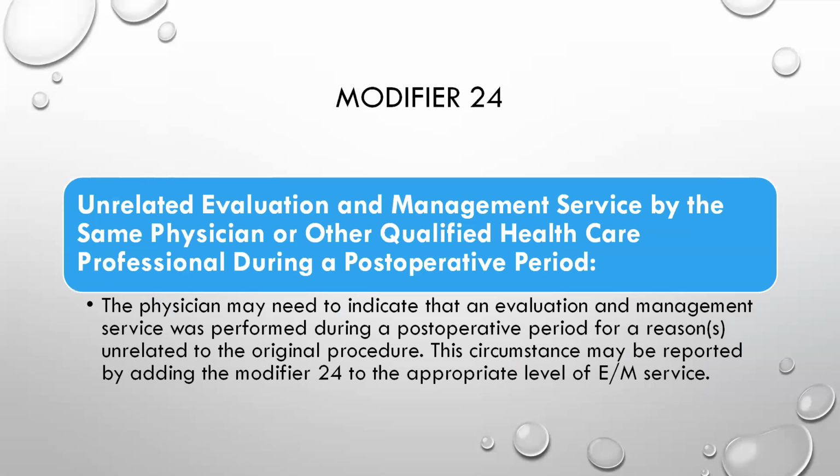So let's get a little bit deeper into each modifier that we just discussed on the previous slide. So modifier 24, this is going to be an evaluation and management modifier that you're going to use to tell the insurance that this evaluation and management service is outside what the procedure was done for. So they're having a completely separate issue, an unrelated problem that is not directly tied to what the procedure was done for.